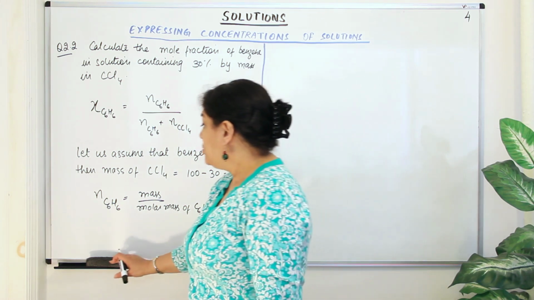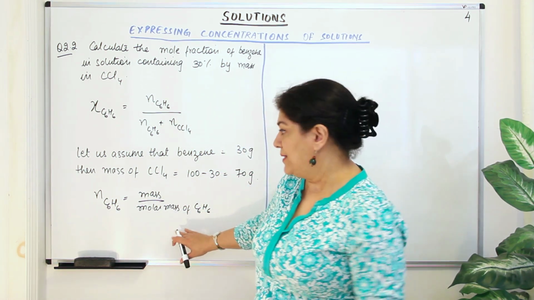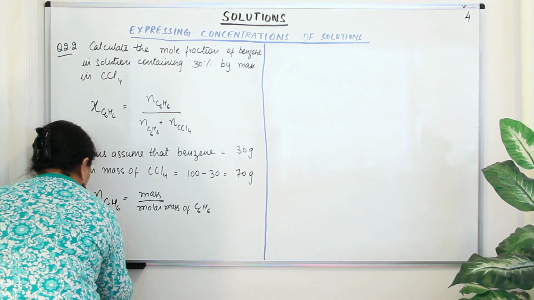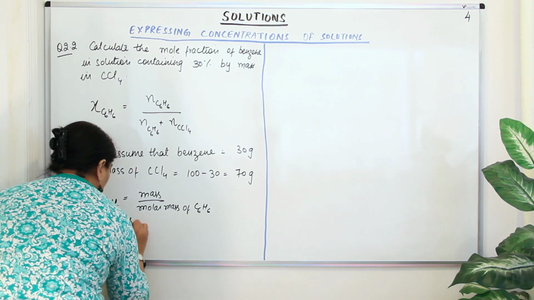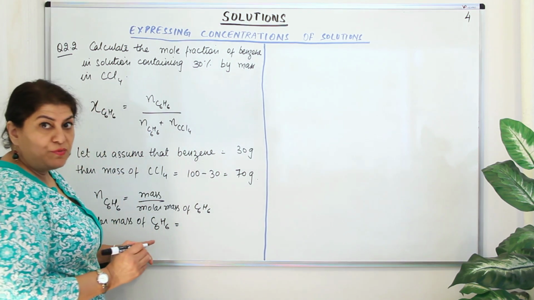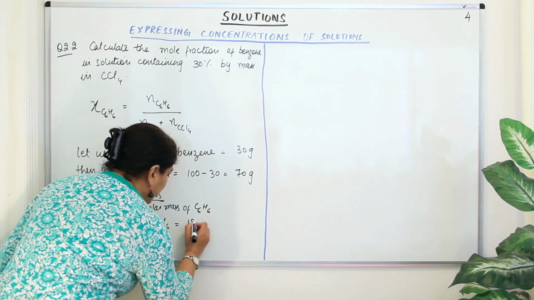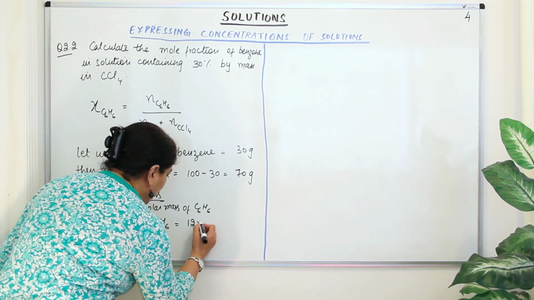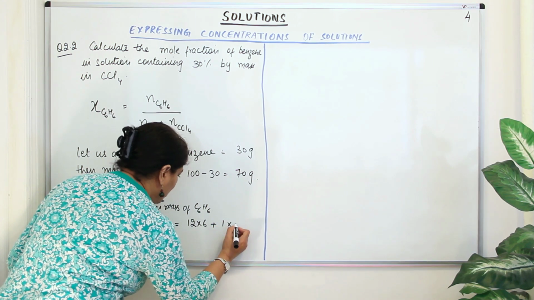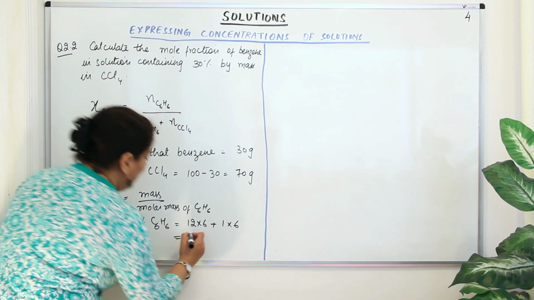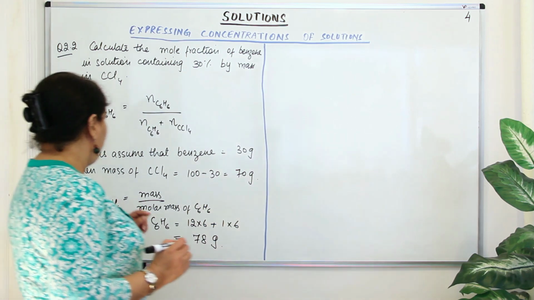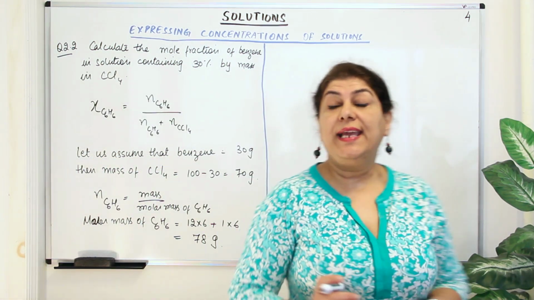So let us calculate. In order to do this, first we'll have to find out the molar mass. So molar mass of C6H6 would be equal to, how do you calculate it? There are 6 atoms of carbon and each atom is 12 grams. You're taking the molar mass into 6, plus there are 6 atoms of hydrogen and each atom weighs 1 gram. So 1 into 6. So 12 into 6 is 72 plus 6 would be 78 grams. The molar mass of benzene comes out to be equal to 78 grams.